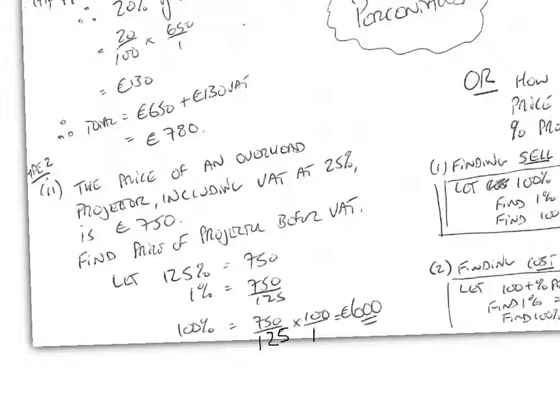Sometimes you'll meet with examples similar to the next one here, where the price of an overhead projector, including VAT at 25%, is given to you as something like 750 euros, and you're asked to find the price of the projector before the VAT was added. So to solve this problem, we must be mindful of this 25% here, and we start to solve these problems by letting 100% plus this extra 25% all be equal to the price of the projector, which is 750 euros.